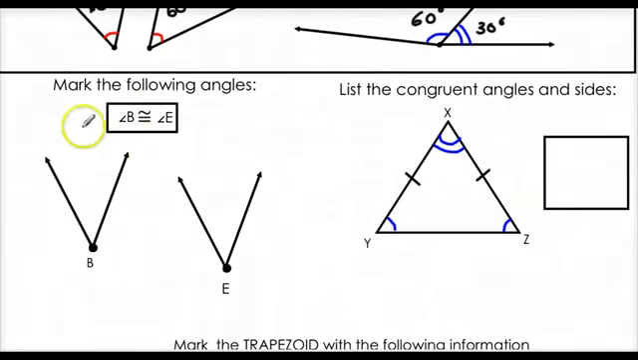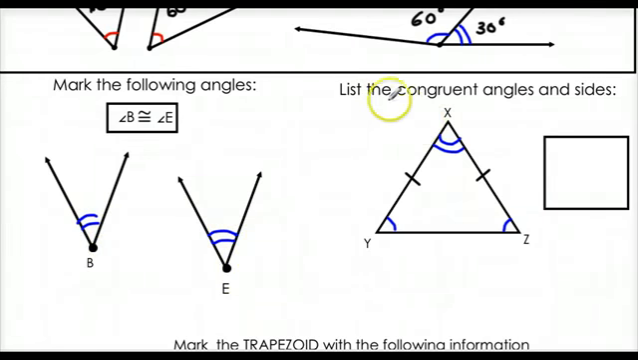So we're going to mark the following angles. Angle B is congruent to angle E. The way to do this is pretty straightforward. Boom, boom. That means they're congruent. If I want to get a little fancy, I could do even 2, as long as they both have the same thing. So these both are congruent.